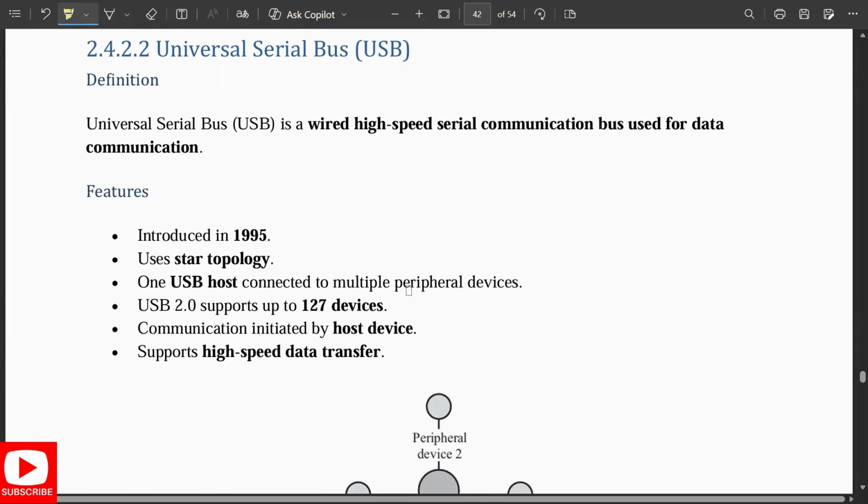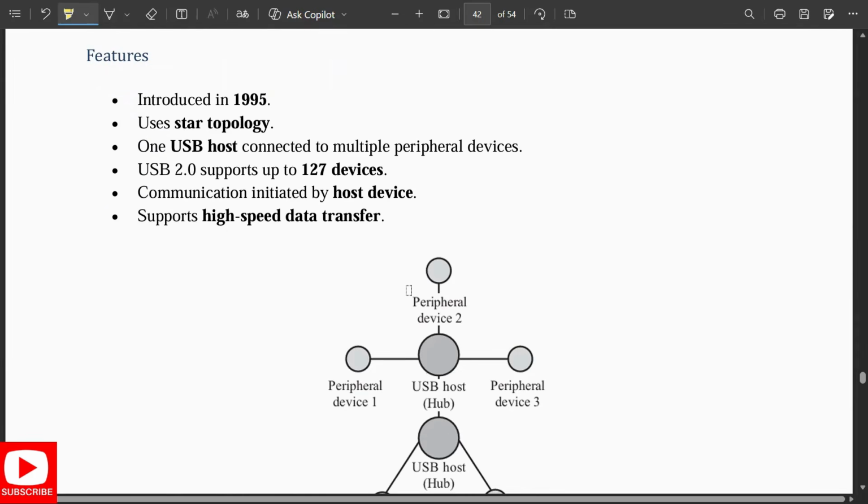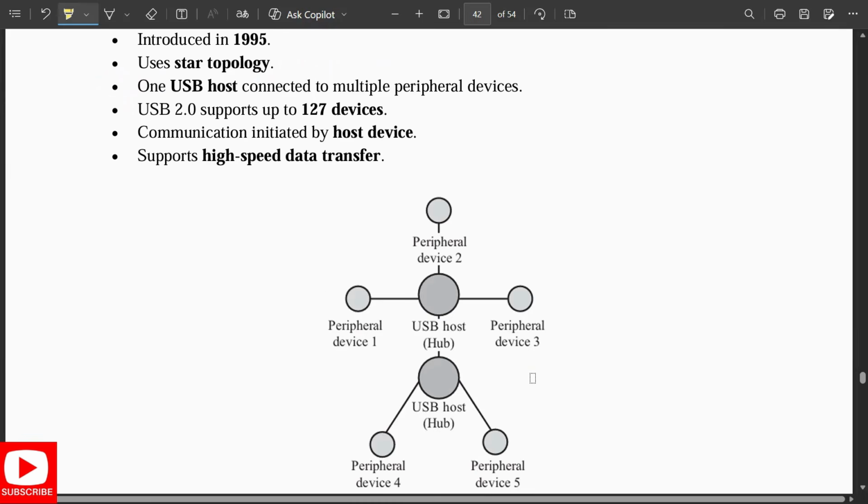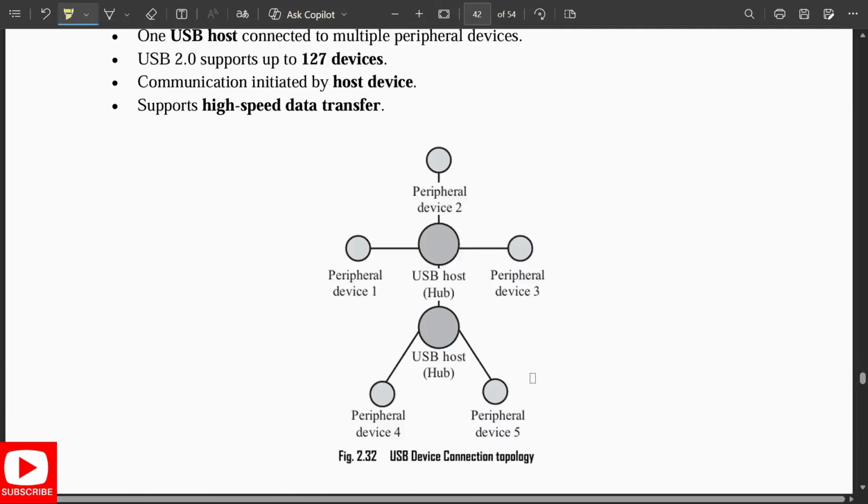Universal Serial Bus, that is USB, is a wired high-speed serial communication bus used for data communication. What does it use? It uses star topology. There is a hub, that is, a USB host connected to multiple peripheral devices like 1, 2, 3. USB 2.0 supports up to 127 devices. Communication is initiated by the host device and supports high speed data transfer.